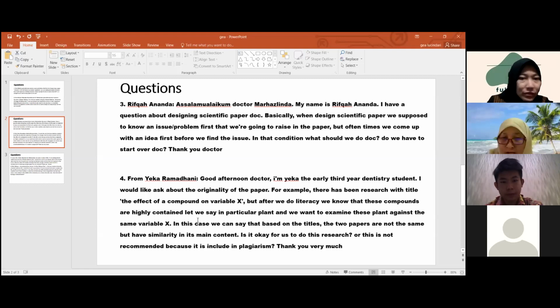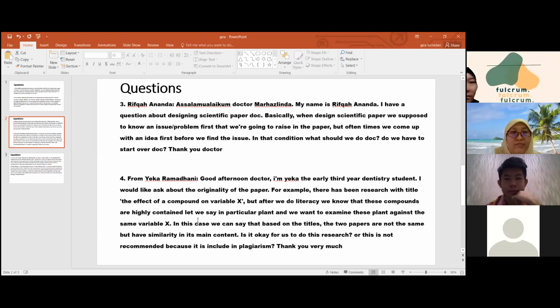But when they do the literature review, we know that these compounds are highly contained, let's say, in a particular plant, and we want to examine this plant against the same variable X. Maybe some variable, a certain variable, Doctor.